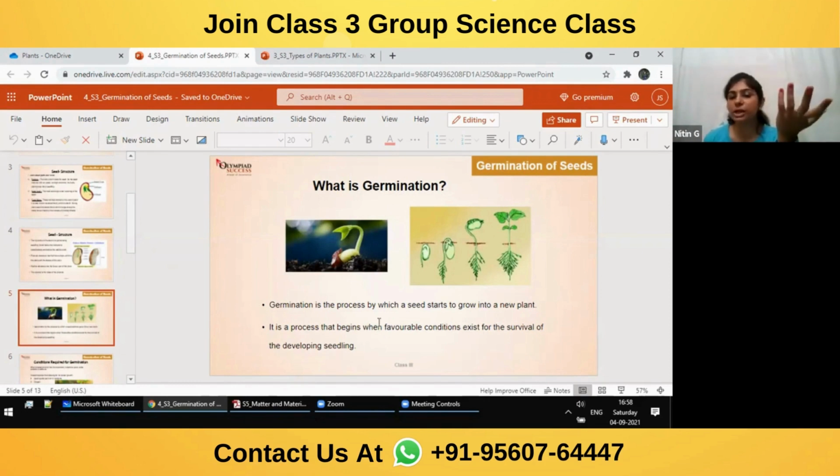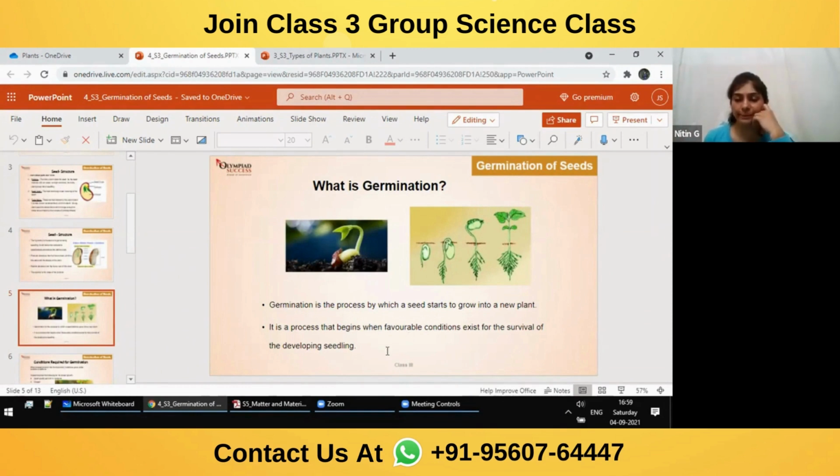And when will germination occur? When the seed gets the favorable conditions. What are the favorable conditions? Proper water, proper oxygen, proper sunlight, then only they will be able to germinate. It's not that all the seeds are germinating. If I put one seed in the soil and one seed in the refrigerator, which of the two will grow? One seed I've put in the soil and potted in a plant, and the second I've put in the fridge. Which of the two will grow?